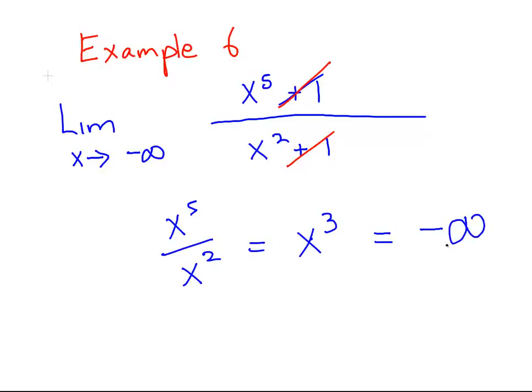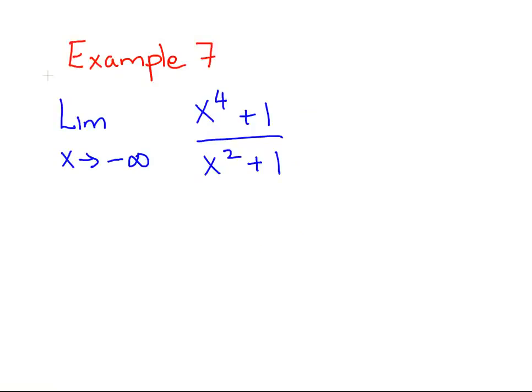This one required a bit more thought than the previous examples. So it's not just cancelling things out. It required a bit more thought. Here's another example. This is the last example. We're going to do this the same way. x to the power of 4 divided by x squared. We will get x squared there.